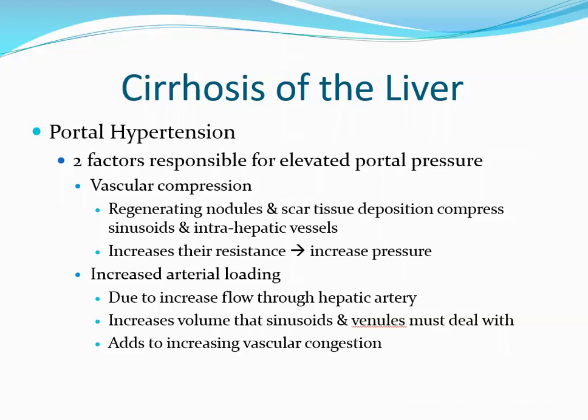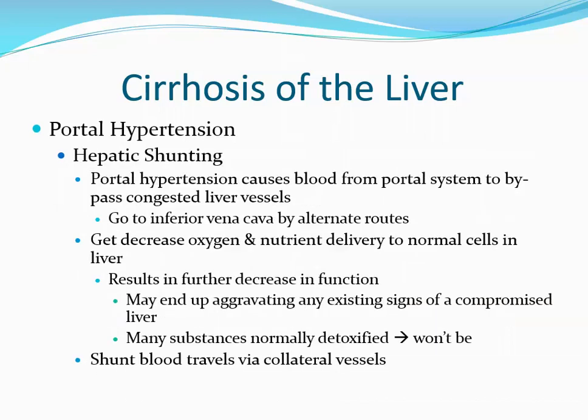Due to this elevated blood pressure, this results in the shunting of the blood past the liver. This results in another consequence of hepatic portal hypertension, which is hepatic shunting. So portal hypertension will cause the blood from the portal system to bypass the congested liver vessels and go to the inferior vena cava by alternate routes.